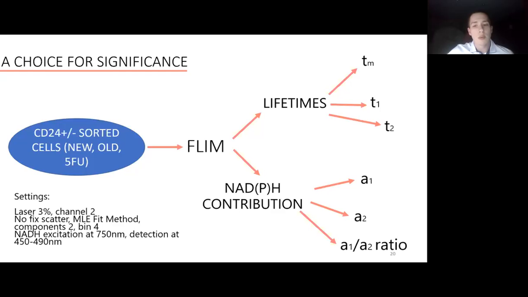As you've seen previously, we can analyze our results by different parameters. We've talked about lifetimes and NADH contribution. So what about lifetimes? We can use tau mean of free and bound NADH forms, also their contribution of free and bound NADH forms, and even the ratio of free and bound forms.